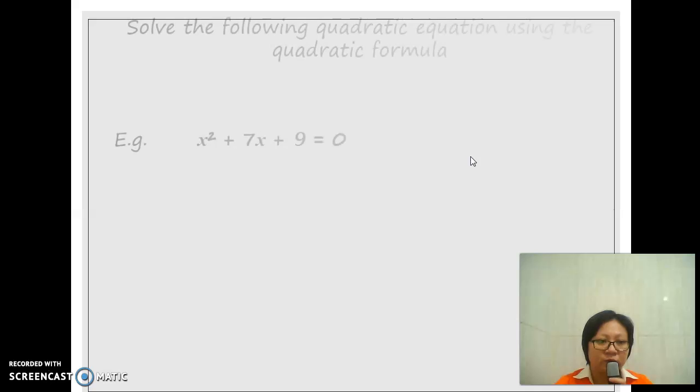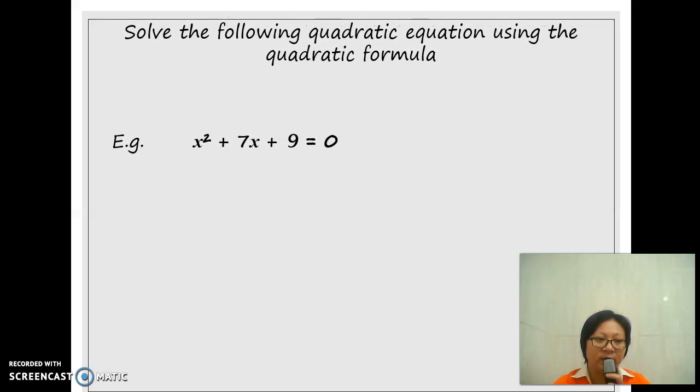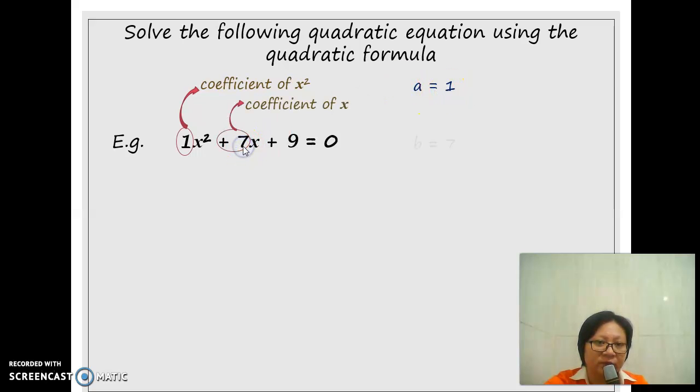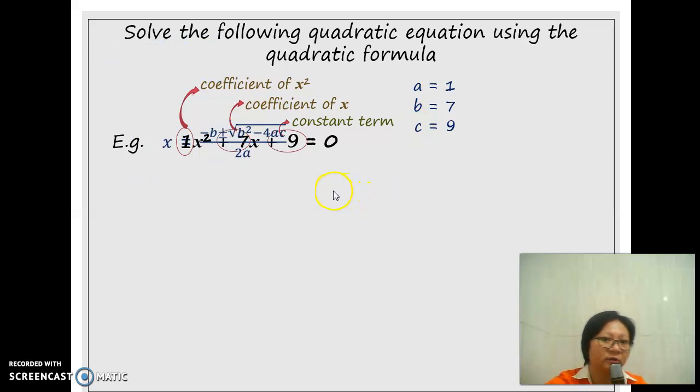Now we are going to use the quadratic formula in solving the quadratic equation. For example, x squared plus 7x plus 9 equals 0. The coefficient of x squared is 1, and 1 is not written here. So the a is 1, the b is 7, the c is 9. Now I have the values of a, b, c. Next is to put the values into the quadratic formula.